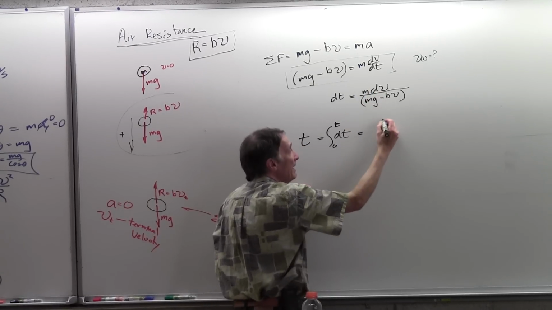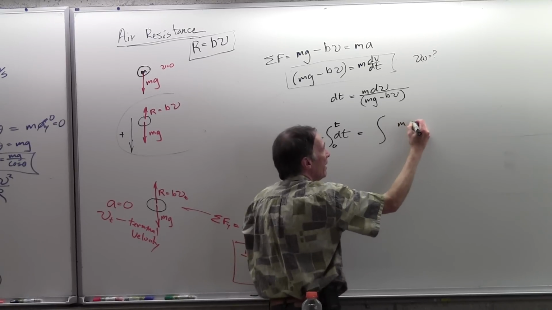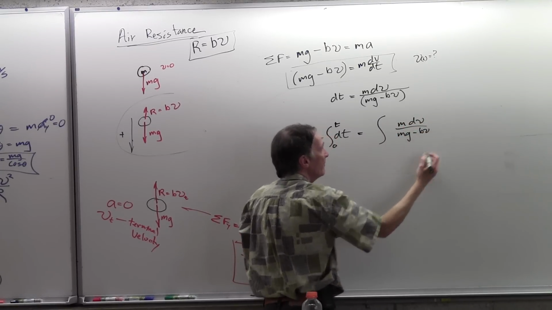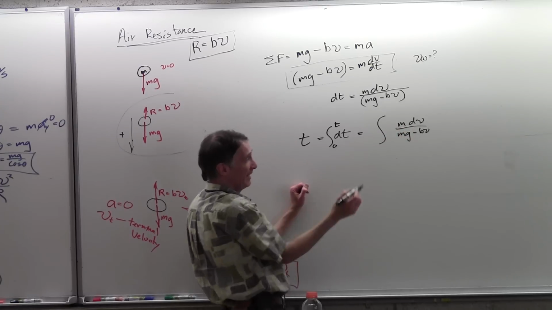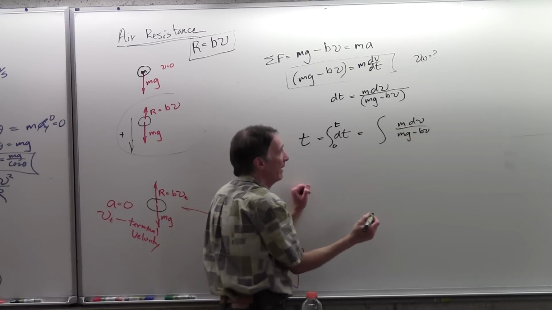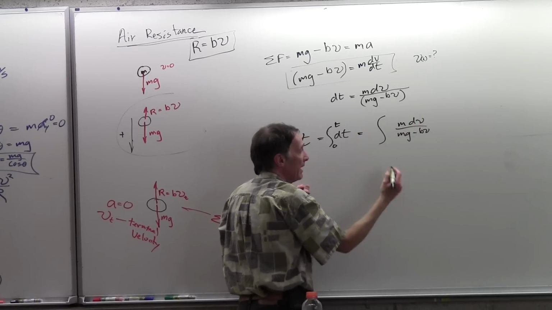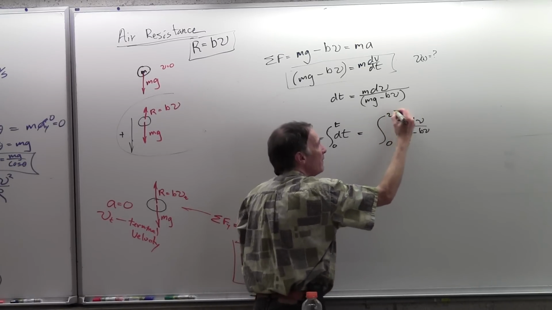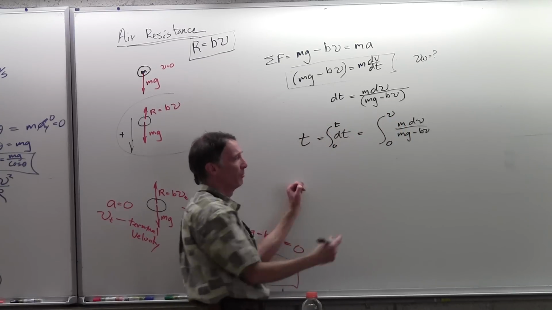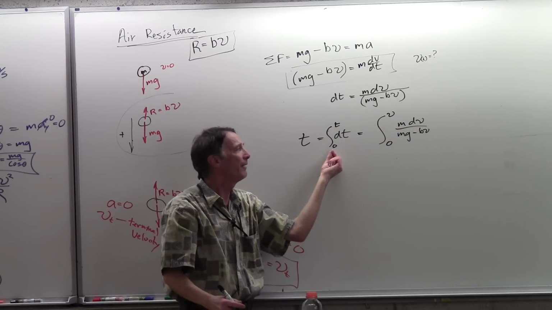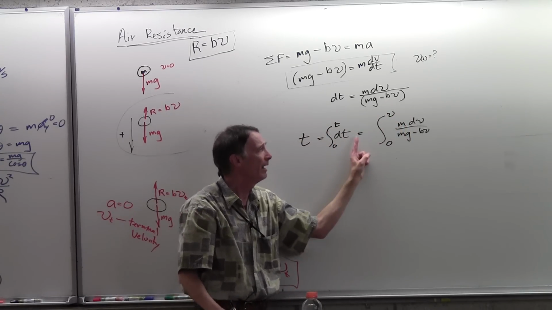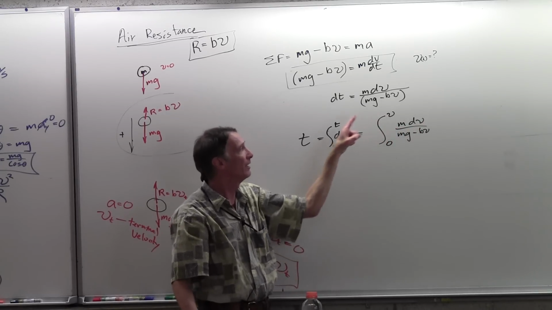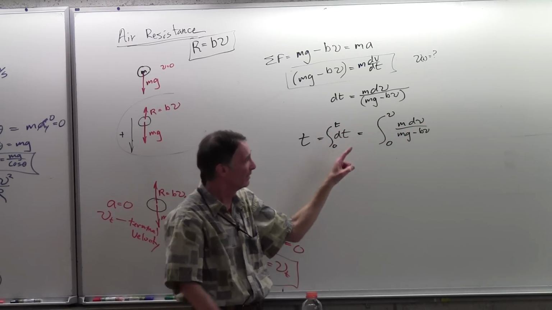On this side, I need to integrate m dv over mg minus bv. This is a little trickier as an integration. I'm integrating for velocity, so it's going to go from 0 to, I'll just say, some velocity at some time. So when I'm doing my calculus, my limits have to match. This is with respect to time. This is with respect to velocity. And so velocity here matches some time t here.